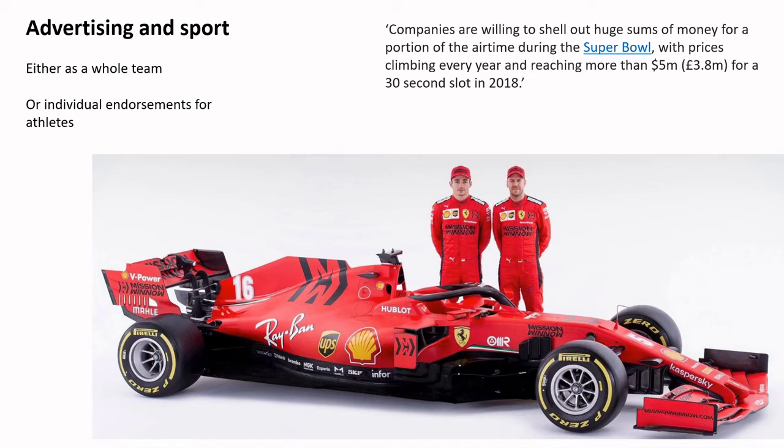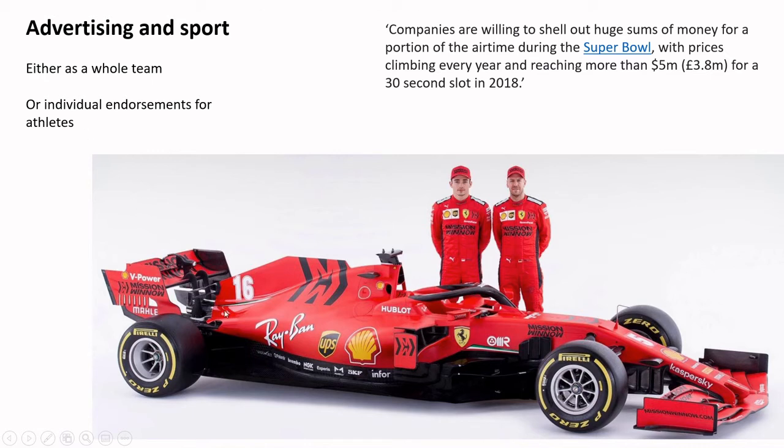The most expensive piece of airtime on TV for sport is actually the Super Bowl. A 30-second advert in 2018 cost £3.8 million to air during half-time of the Super Bowl, which is just absolutely insane. But if you think about how many people watch the Super Bowl, it's actually probably worth it. So take F1, and there's a couple of slides on that because why not?